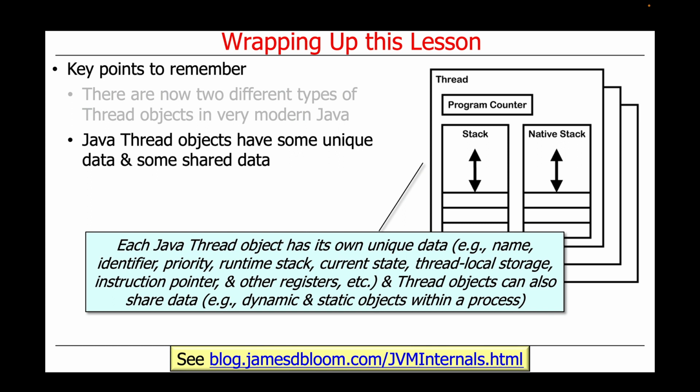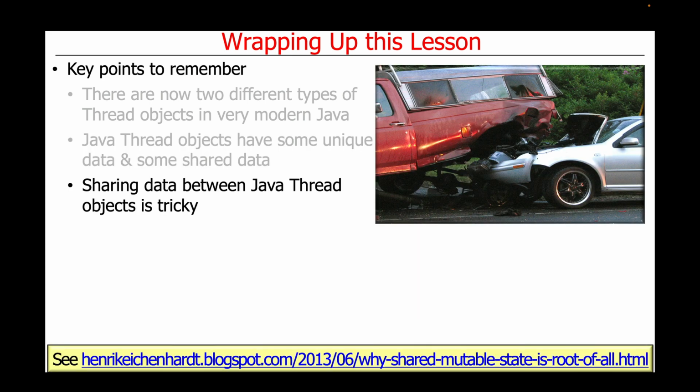Java thread objects have some unique data and some shared data. Each Java thread object has its own unique data. For example, its name, its identifier, its current state, and so on. Platform threads also have a runtime stack in the kernel and thread local storage, and so on. And thread objects can also share certain data, such as static and dynamic data objects within a process. Keep in mind, however, that sharing data between Java thread objects is tricky. It is actually a bit beyond the scope of this particular course.